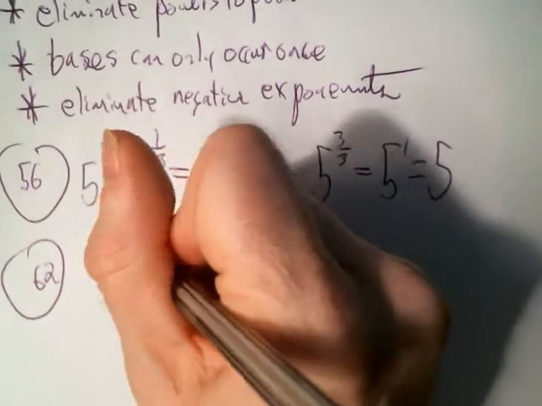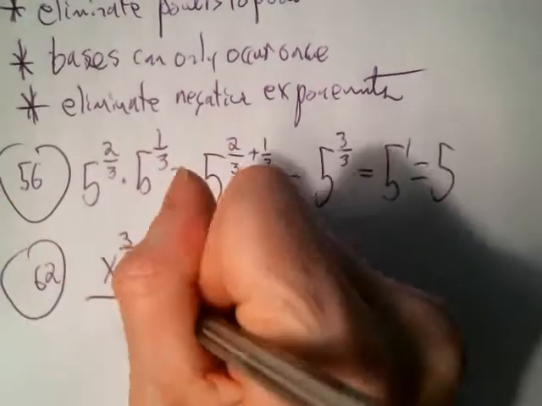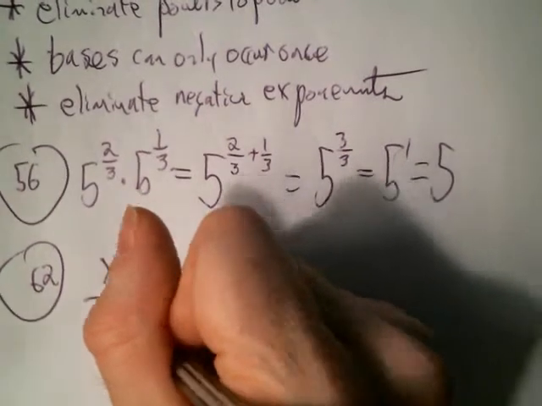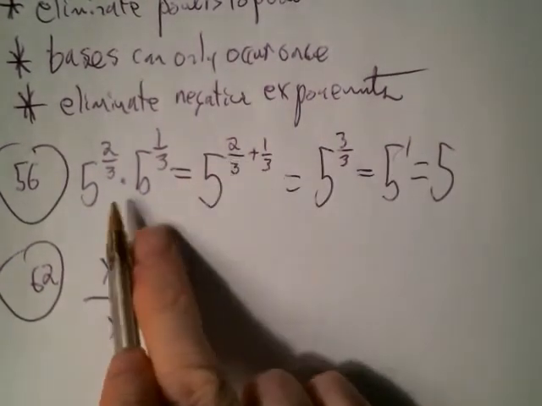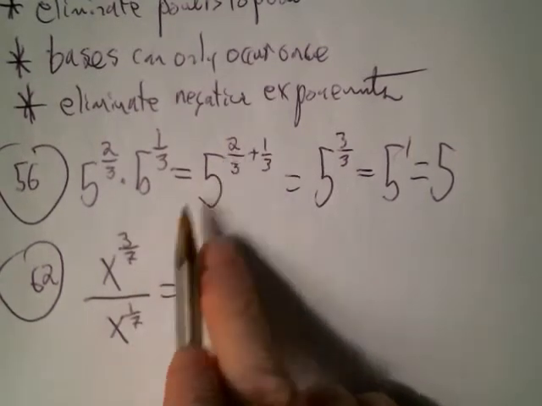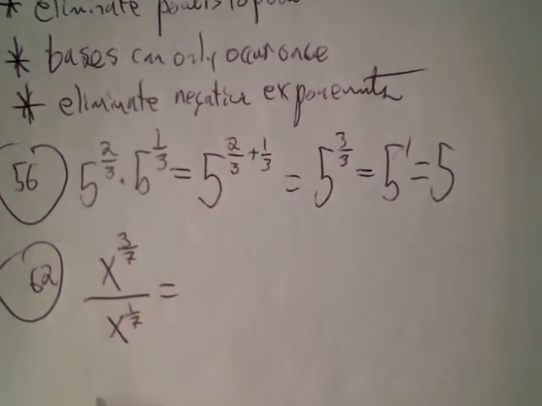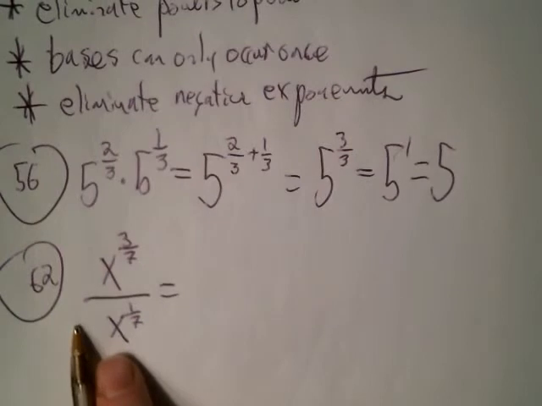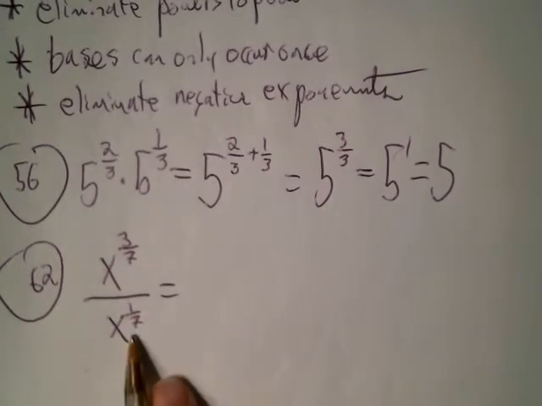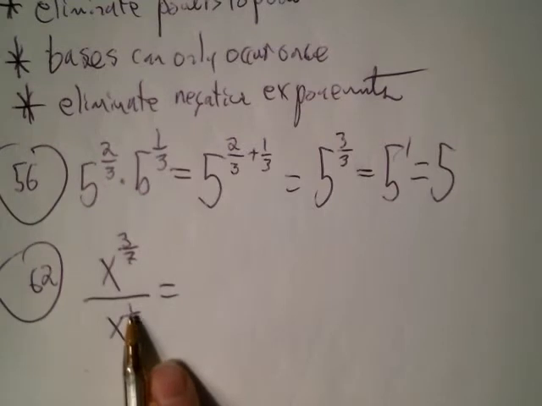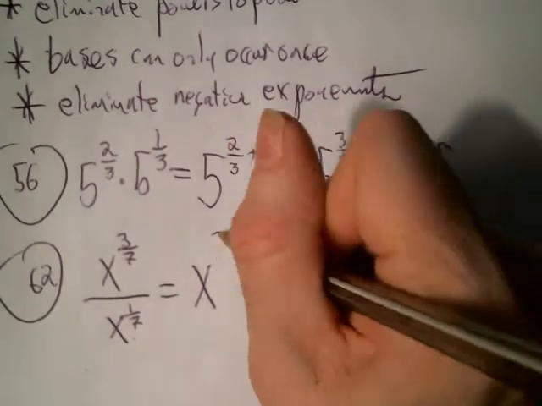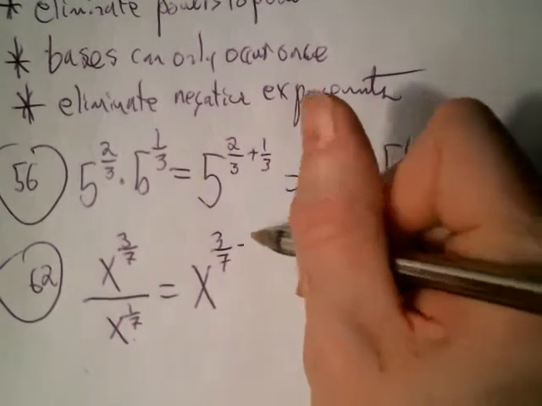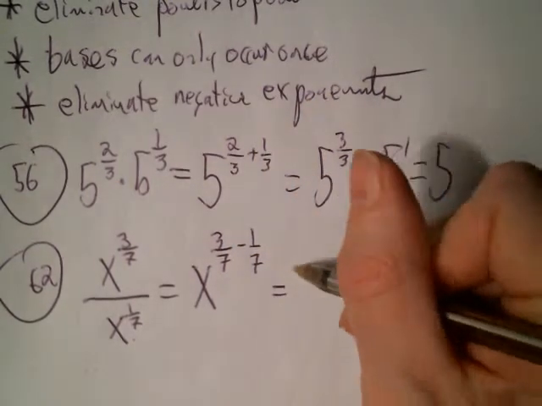Let's look at 62. I have x to the 3/7 all over x to the 1/7. Okay? So if you multiply two terms, you're adding exponents. If you divide terms, you're subtracting exponents. You want to avoid a negative. So you don't want to bring this guy down, because it would be 1/7 minus 3/7. You want to bring this guy up. Okay, so the new exponent would be 3/7 minus 1/7, which would be 2/7.